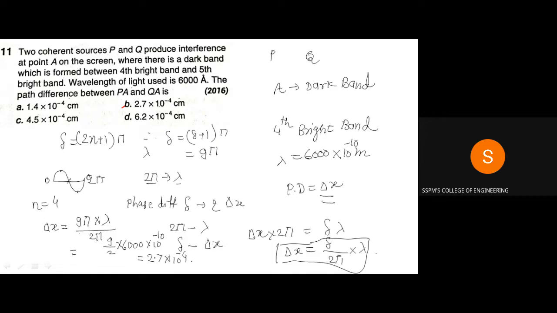You please check it, in centimeters. If you take minus 8 it is in centimeters, if minus 2 it is in meters. Okay, so this is the option. We can do it approximately, nearabout: 2 3s are 6, 9 3s are 27. Okay, so the answer is coming as 2.7 into 10 raised to minus 4.